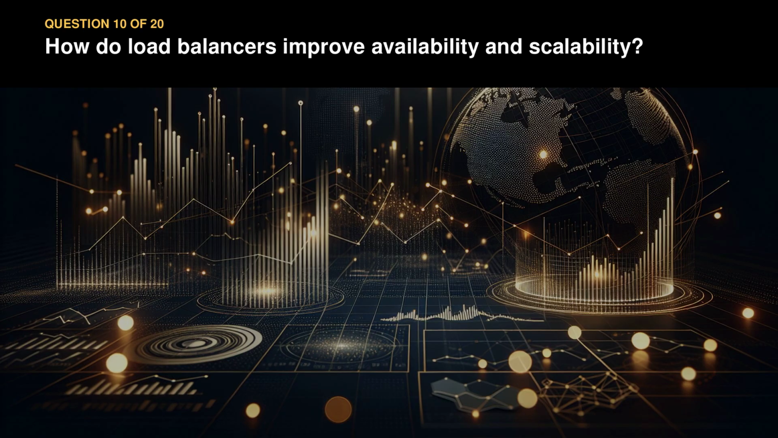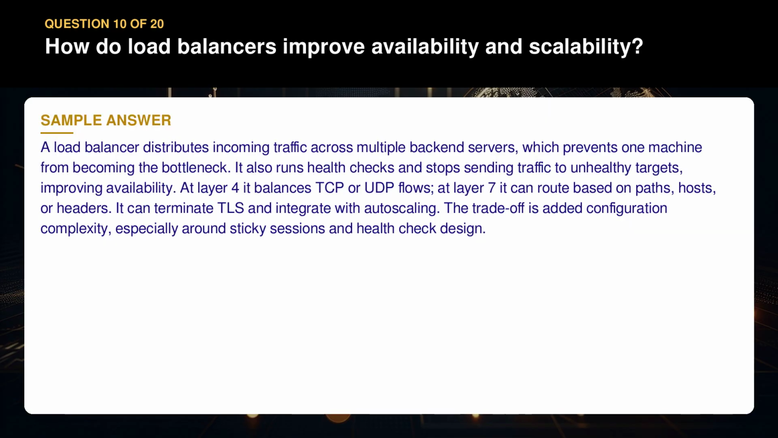Question 10. How do load balancers improve availability and scalability? A load balancer distributes incoming traffic across multiple backend servers, which prevents one machine from becoming the bottleneck. It also runs health checks and stops sending traffic to unhealthy targets, improving availability. At layer 4, it balances TCP or UDP flows. At layer 7, it can route based on paths, hosts, or headers. It can terminate TLS and integrate with autoscaling.